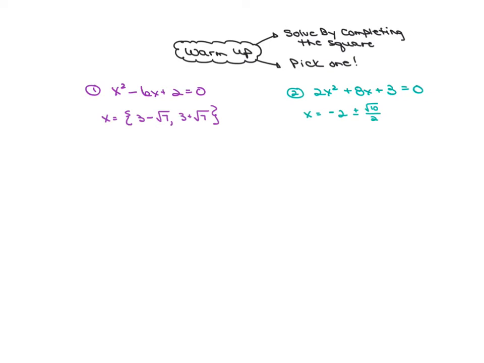Here are the solutions. I've also written them in two different ways. Here, I've written them as two separate values, 3 minus the square root of 7 and 3 plus the square root of 7. For this one, I've written it in a more compact form, -2 plus or minus square root of 10 over 2. Either way is fine.